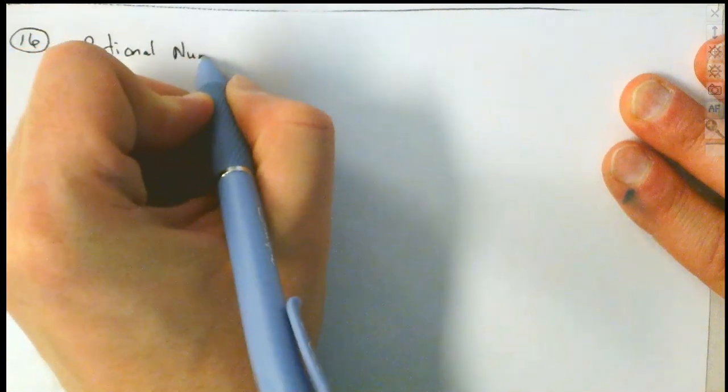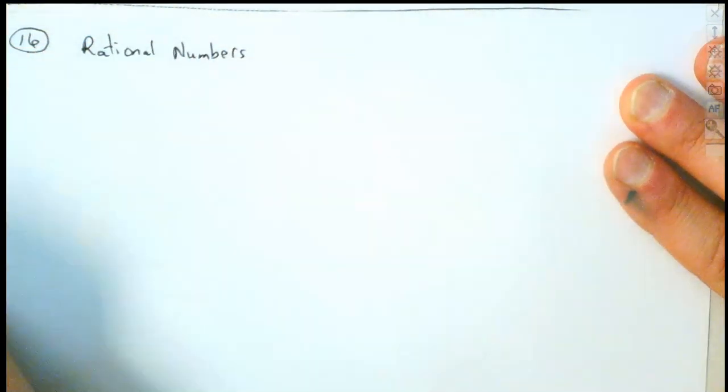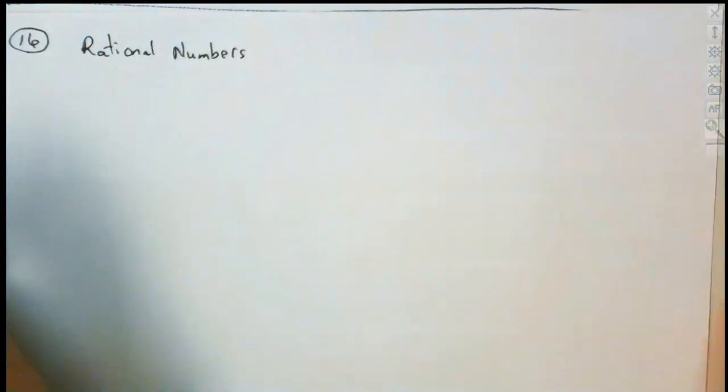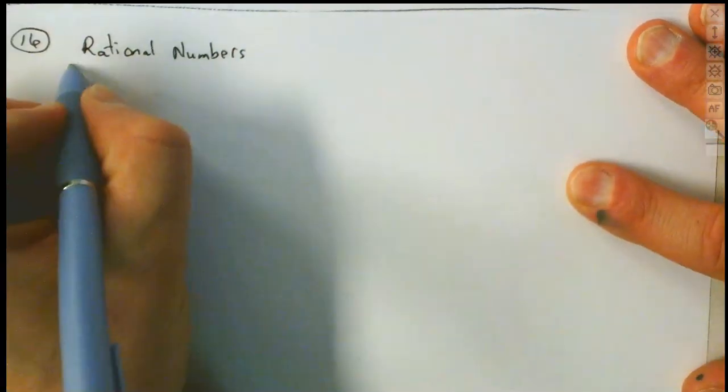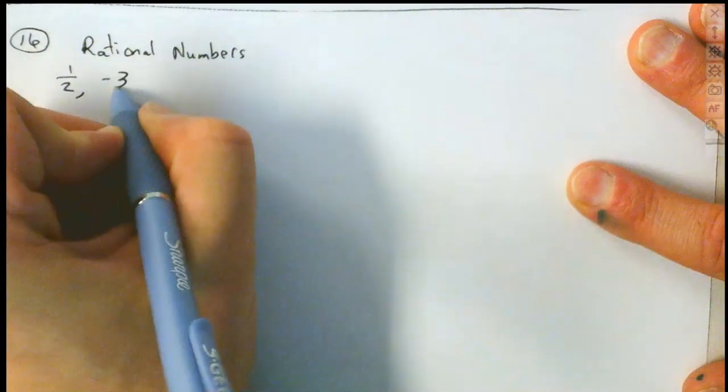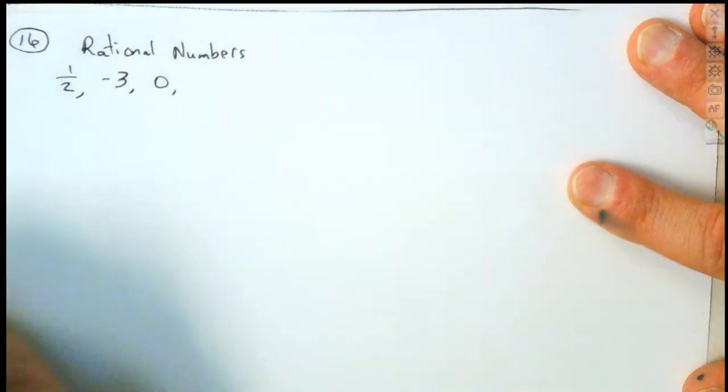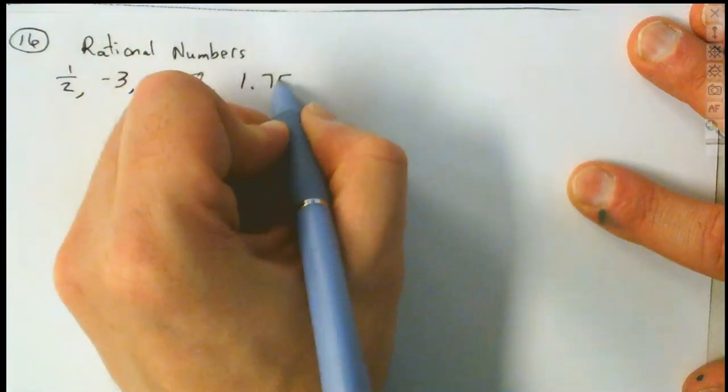So let's make sure we know what rational numbers are. Rational numbers are everything basically except decimals that never stop, some square roots, and special numbers like pi. So these are all going to be rational numbers. 1/2 is a rational number. -3, rational number. 0, rational number. 8, rational number. 1.75, rational number.